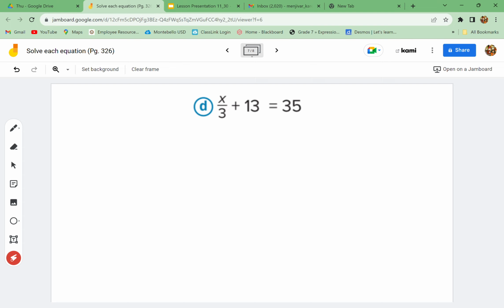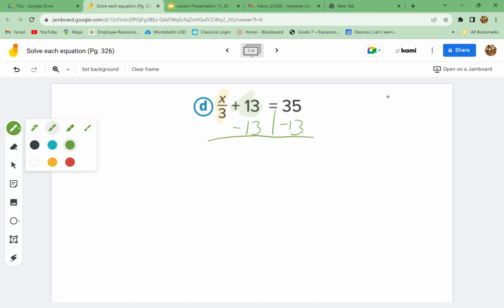So what I want to do is highlight here my x term. Here's my x term, and here's my constant. I want to get rid of these things. Traditionally, you want to get rid of the 13 first. See how you have a plus 13? I go ahead and subtract 13, and whatever I do to one side, I do to the other. So then we'll get here.